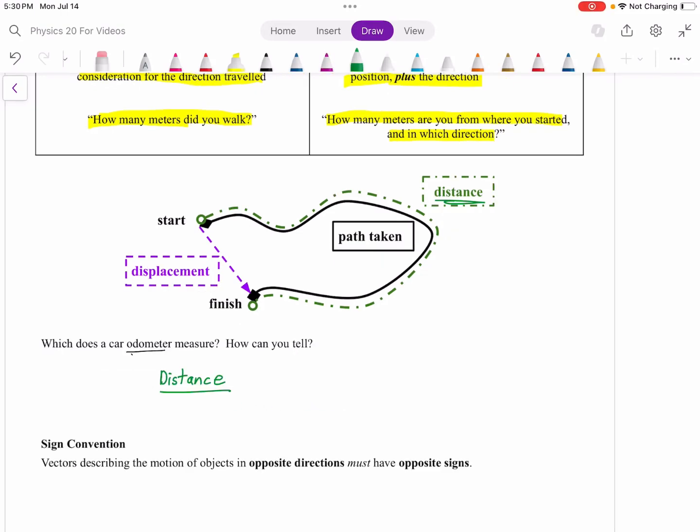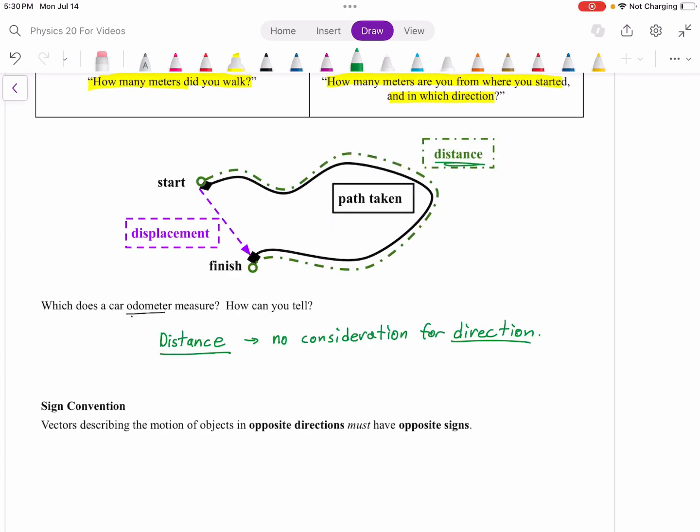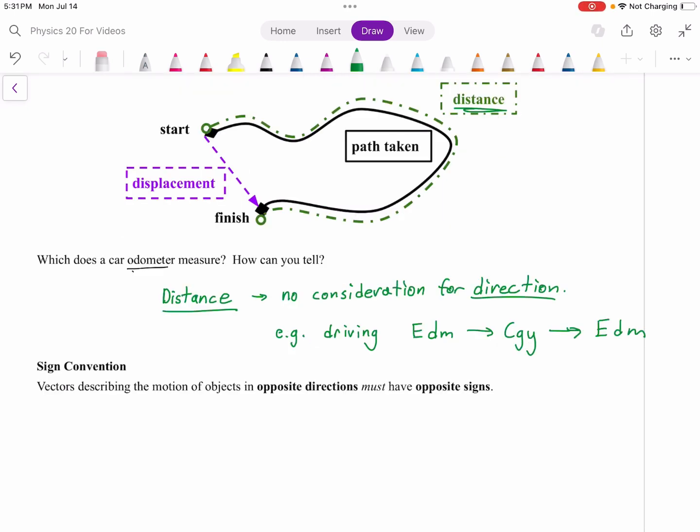That's right, it measures your distance, not your displacement. On that odometer, there is no consideration for the direction. For example, if I drive from Edmonton to Calgary and then back to Edmonton, I've gone roughly, let's call it about 300 kilometers south to go from Edmonton to Calgary, but then 300 kilometers north to get from Calgary back to Edmonton.